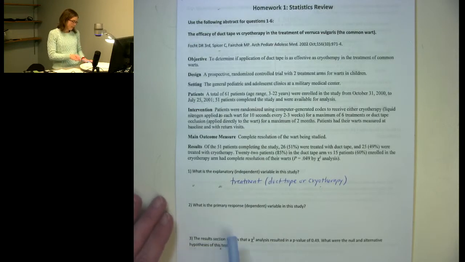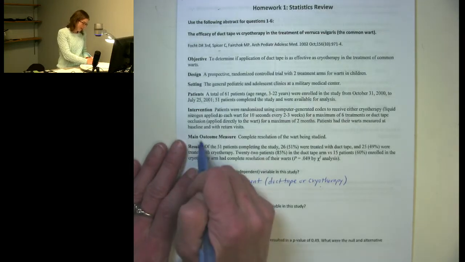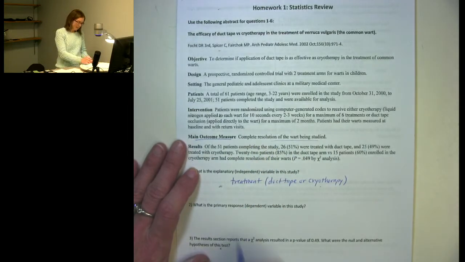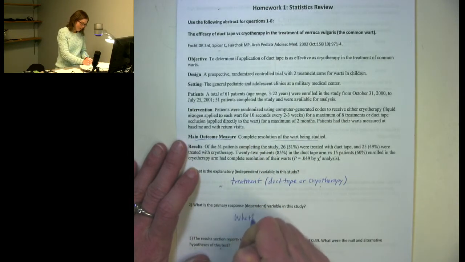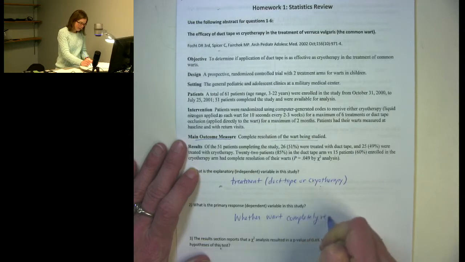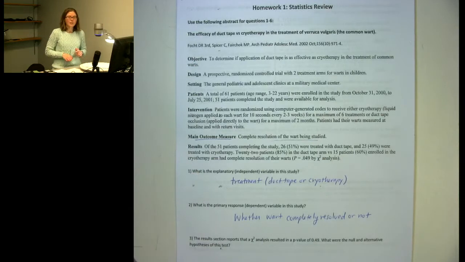And the primary response variable, you can see the main outcome measure, was complete resolution of the wart being studied. So whether the wart completely resolved or not is really our primary response variable.